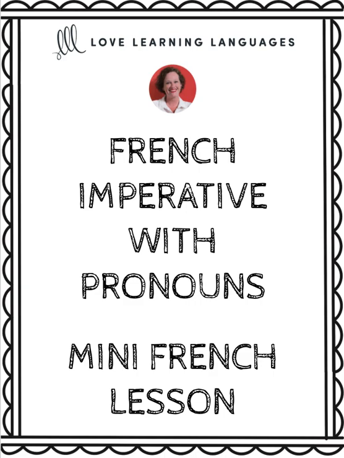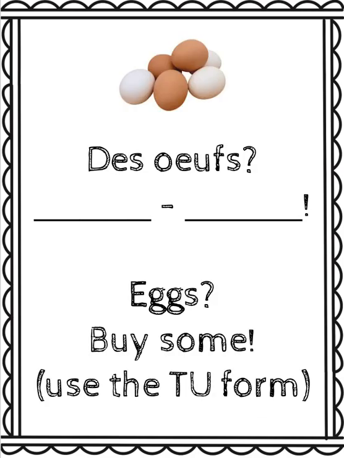This is a mini French lesson on using the French imperative with pronouns. We're just really going to look at one example, but this example has a few exceptions, so it's pretty interesting. Let's look at this first one. Des œufs. Now that means eggs. What I want you to say in French is buy some, and let's use the tu form.